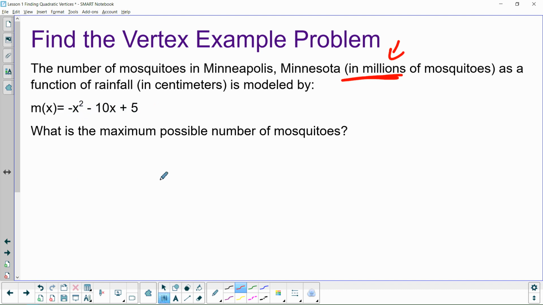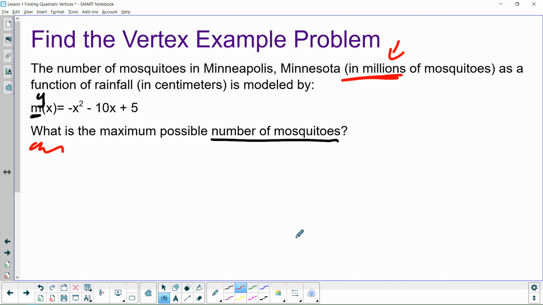So we're looking for number of mosquitoes. That's what this M is. That's the Y of this. The other thing we need to notice is that my pen is writing in black even though I have red. How weird. Okay, there we go, fixed.